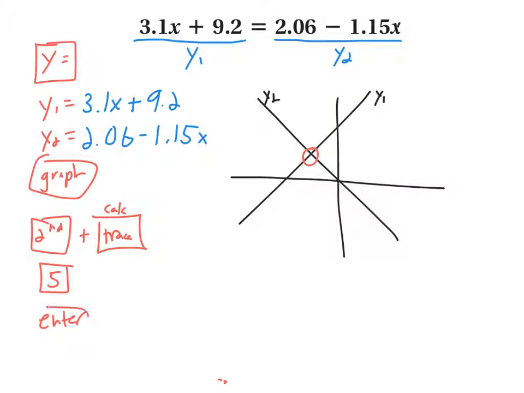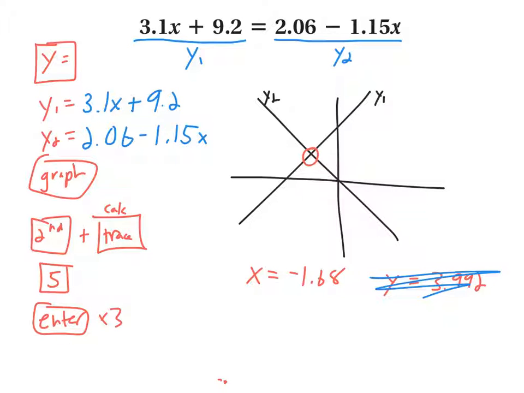Finally, you're going to hit enter 3 times. Enter, enter, enter. And it tells you that x is equal to negative 1.68, and y is equal to 3.992. Now, what is it that we're solving for? Which variable? X. I don't care about y. In fact, we're never going to care about y when we're doing this method. All we care about is x. So that right there is our solution.